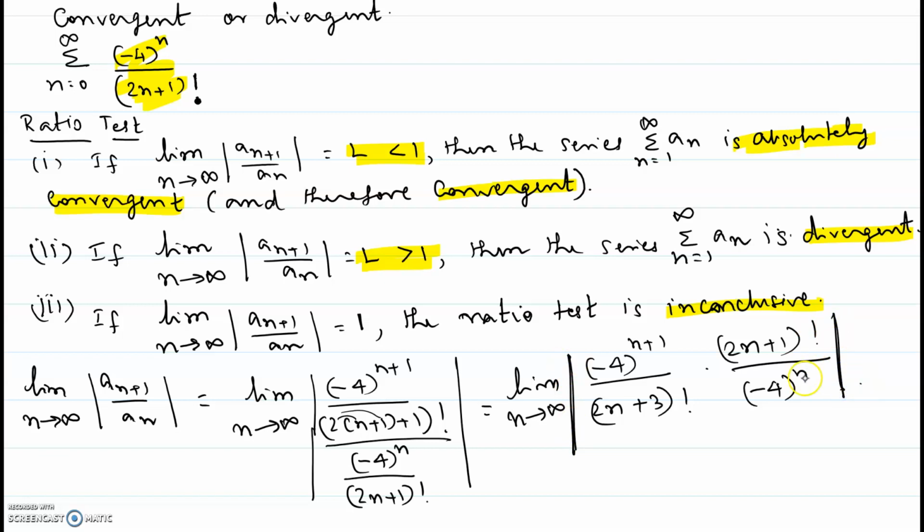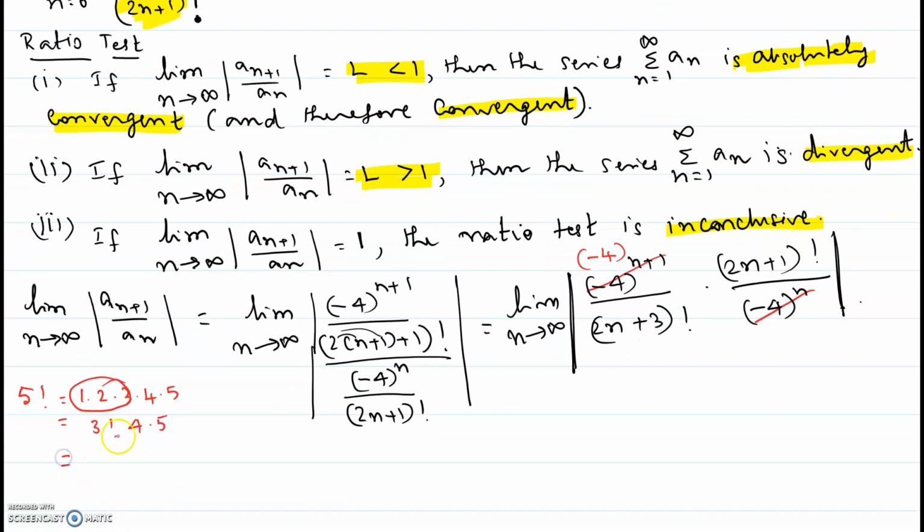So now we can do some simplification here. Negative 4 to the n plus 1 over negative 4 to the power n leaves us with the negative 4. Also, remember that 5 factorial, which is the continued product up to 5, can be written as 3 factorial times 4 times 5, or whatever the necessity may be in the simplification, we can also write 4 factorial times 5. The idea is to cancel the numerator expression with the denominator expression as much as possible.